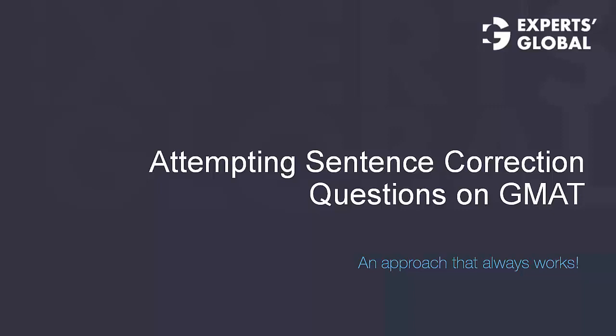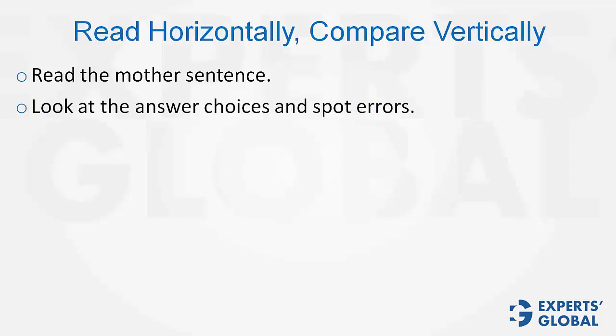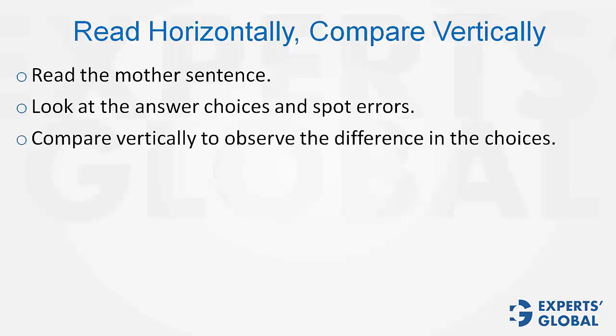We would be discussing one strategy that would help you in solving all the sentence correction questions. Read horizontally, compare vertically is what we call it. See how this works. First step is to read the mother sentence, the original sentence that is given, and then compare the answer choices to spot the errors. Compare vertically to observe differences in the answer choices.